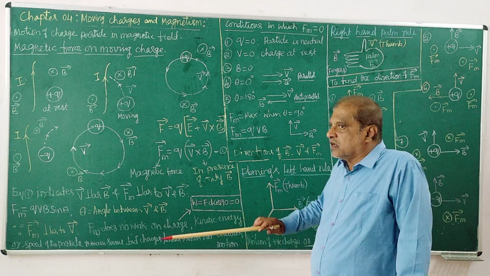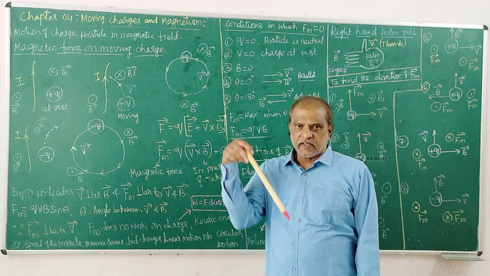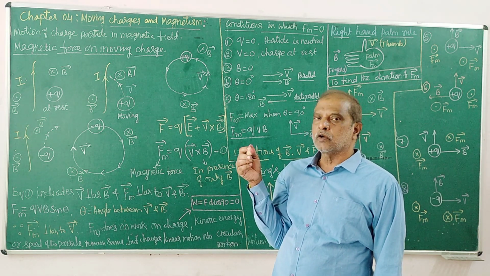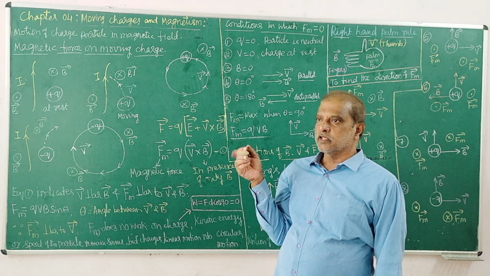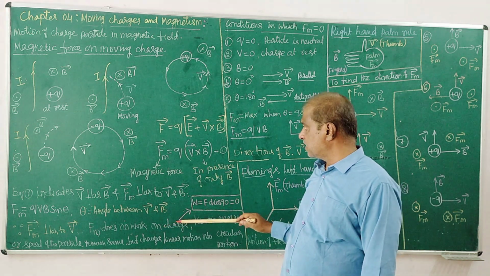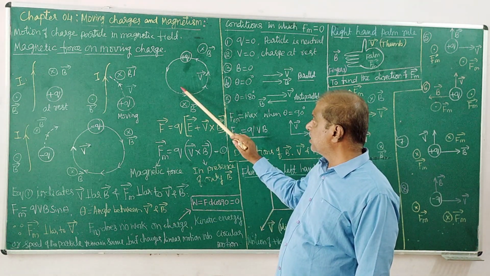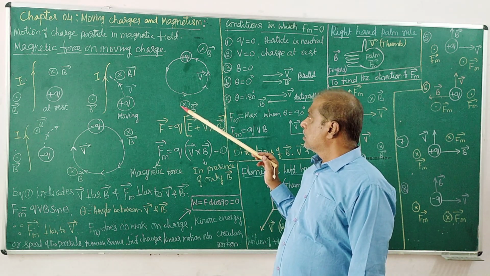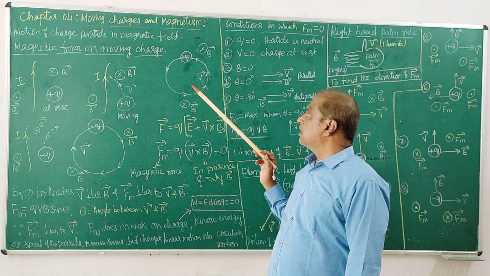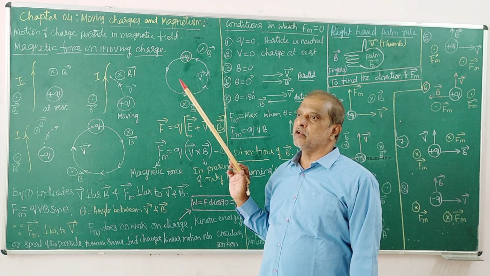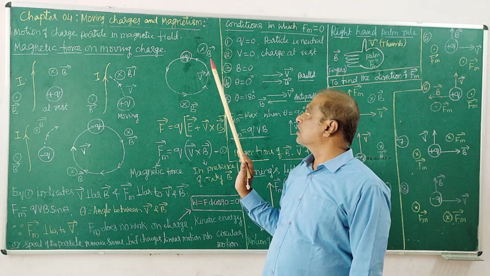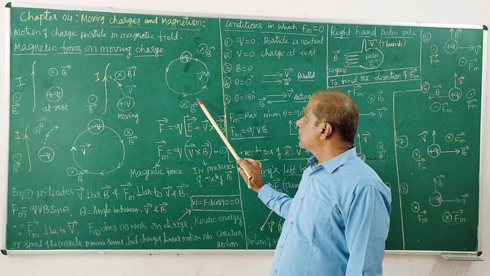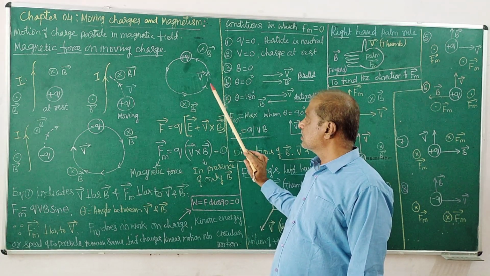If no work is done on the charge, there is no transfer of energy onto the charge. That is, no kinetic energy increase. Kinetic energy remains the same, therefore speed remains the same. That is a very important concept. With whatever velocity the particle enters the field in a linear direction, it revolves in circular motion with the same velocity.